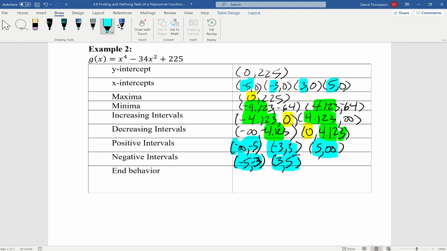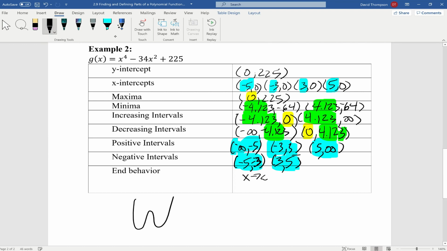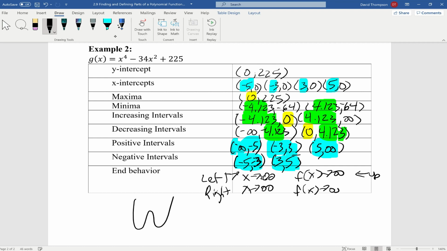Now we just need our end behavior. So the graph looks something like this. So as x approaches negative infinity, or in other words on the left, f of x approaches positive infinity, which means it's going up. As x approaches positive infinity, this is going to be on the right side, f of x is still going to approach positive infinity, so that still means it's going up.